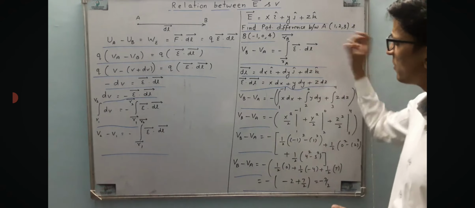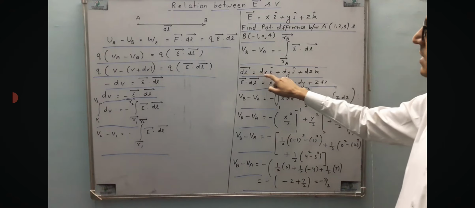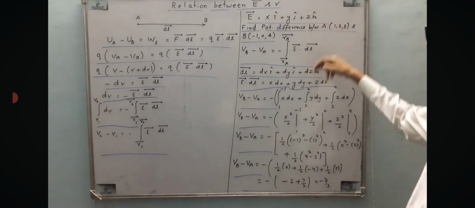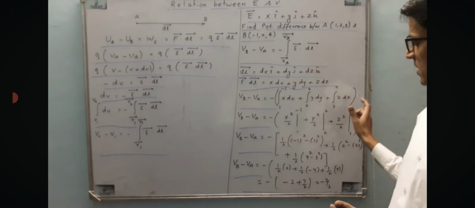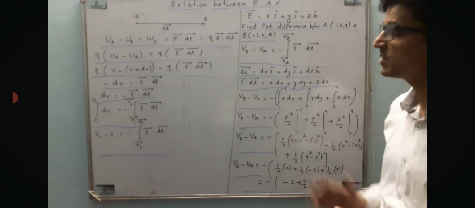So the information used is that Vb minus Va is equal to this. I can write vector dl as dxi, dyj, dzk. So E dot dl will be x dx plus y dy plus z dz. Using the integrations, the final result will be minus 3 by 2. So in this way you can solve your question quickly.